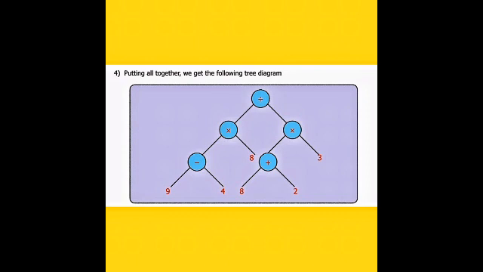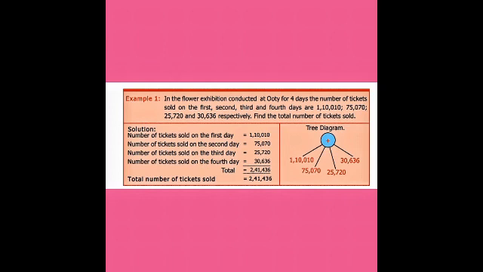Now we are going to see representing a statement problem with the help of a tree diagram. Question number 1, that is example 1. In the flower exhibition conducted at Ooty for 4 days, the number of tickets sold on the first, second, third and fourth days are given: 1,10,010, 75,070, 25,720 and 30,636 respectively. Find the total number of tickets sold.